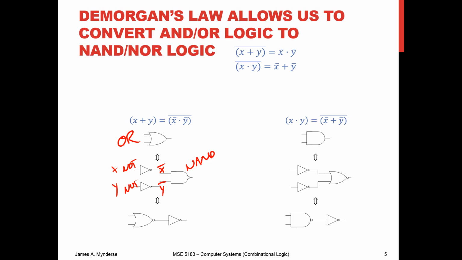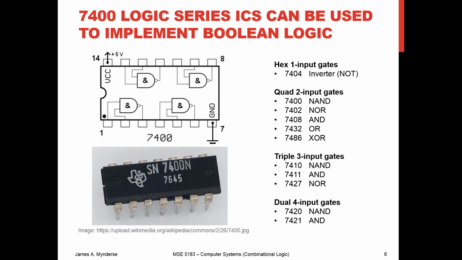So those are some different ways that we can convert using De Morgan's law. Again, the whole point of this is that at the IC level, when you're designing the inner workings of an IC, this may be more appropriate for you. So what are we going to do? Well, we're actually just going to use IC chips.